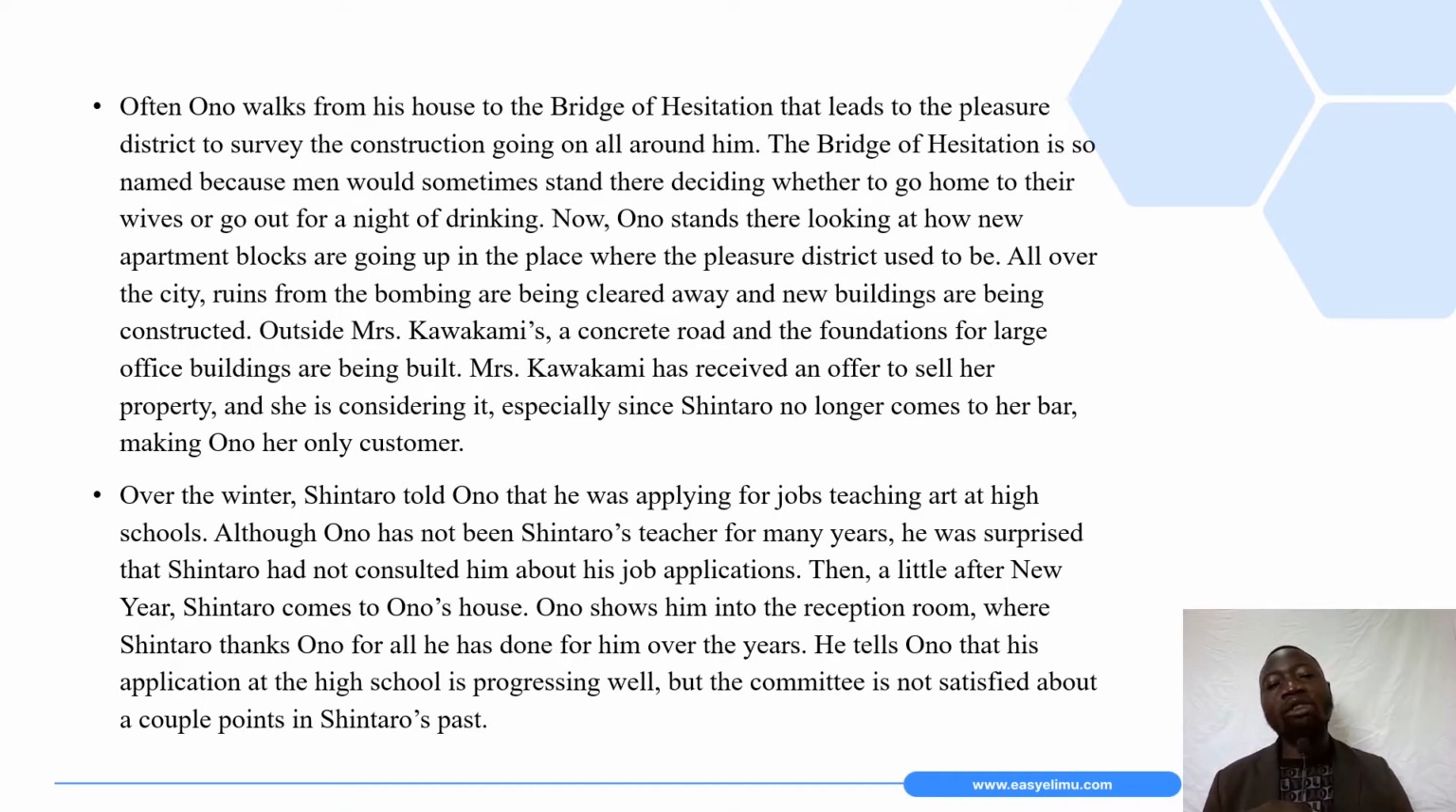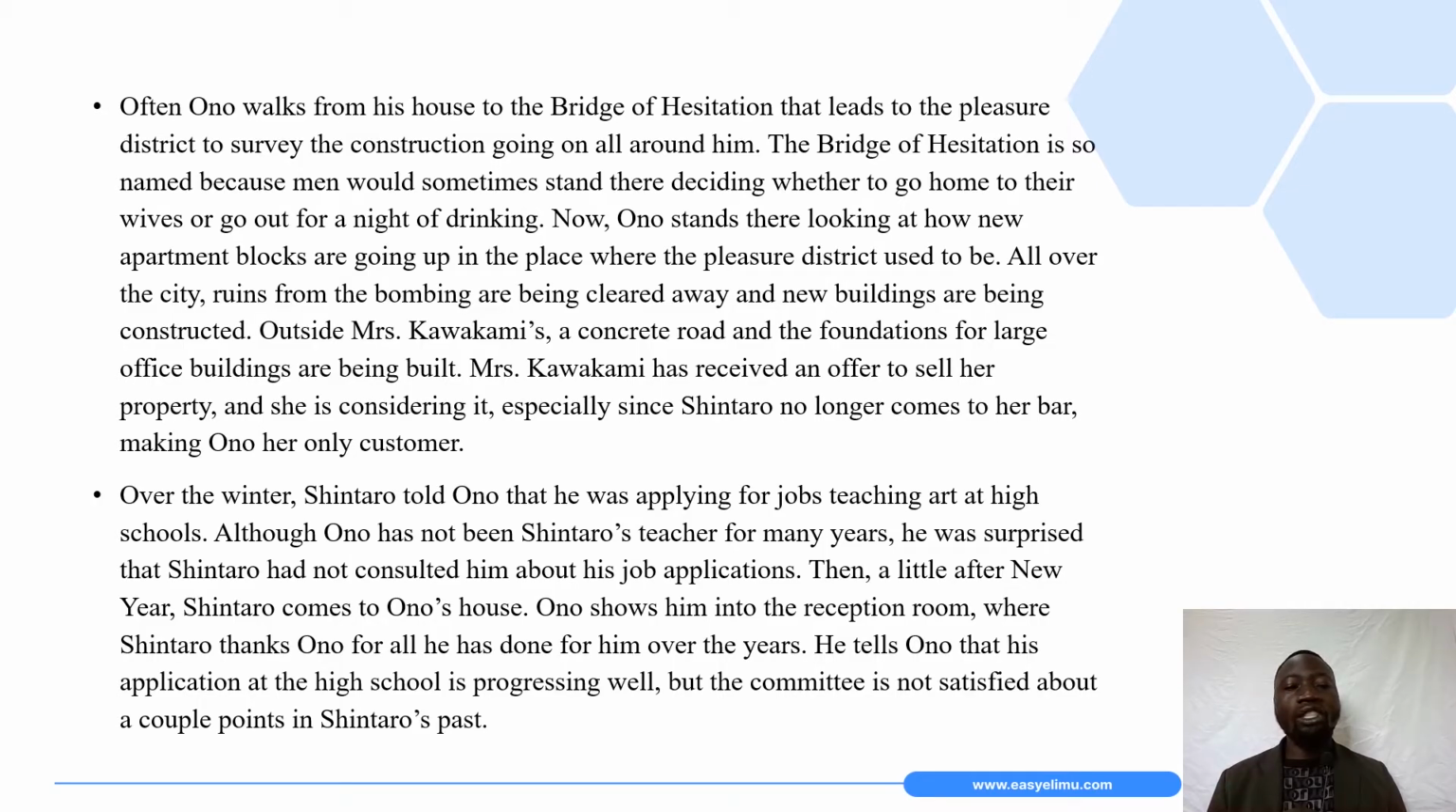Now Ono stands there looking at how new apartment blocks are going up in the place where the pleasure district used to be. All over the city, ruins from the bombing are being cleared away and new buildings are being constructed. Outside Mrs. Kawakami's, the bar where Ono and friends used to relax in the evenings, a concrete road and the foundations for large office buildings are being built. Mrs. Kawakami has received an offer to sell her property, and she's considering it, especially since Shintaro no longer comes to the bar, making Ono her only customer.